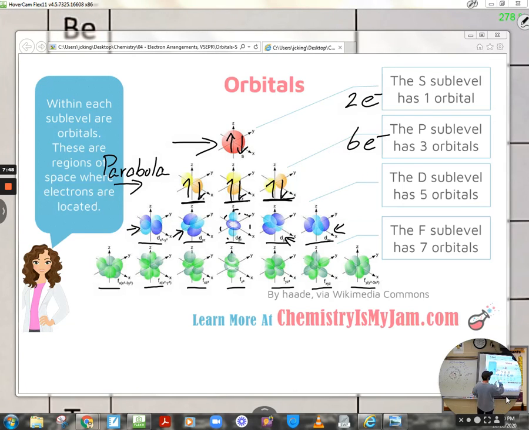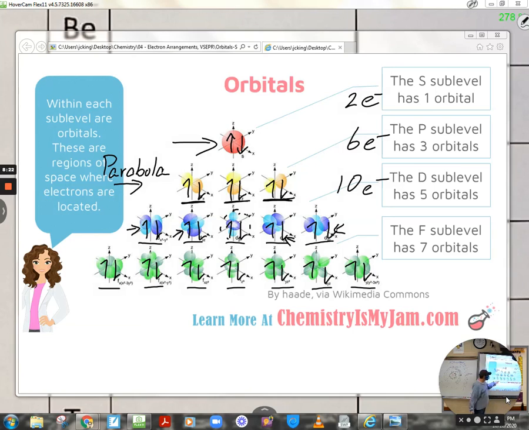What about a D sublevel? Okay, it's got 5 orbitals in it. Each one can hold 2, so let's count them out. 1, 2, 3, 4, 5, 6, 7, 8, 9, 10. So D sublevel can hold a total of 10 electrons, 2 per orbital. How about the F? 14, exactly. And so it can hold 1, 2, 3, 4, 5, 6, 7, 8, 9, 10, 11, 12, 13, 14.